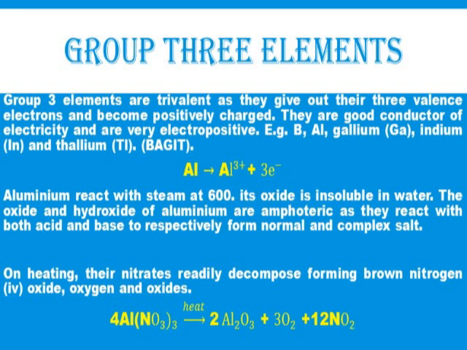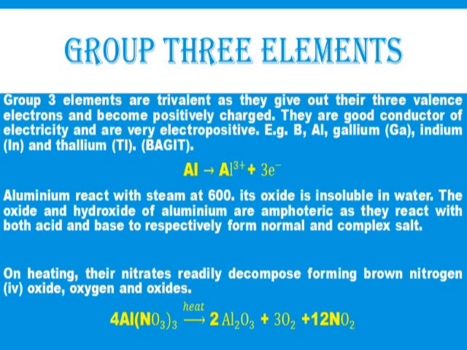Now, it's important to note that aluminium reacts with steam only at 600 degrees Celsius. The oxide of aluminium is insoluble in water. The oxides and hydroxides of aluminium are amphoteric. They react with both acid and base to give you salt, that is normal salt and complex salt respectively. The reaction is given below.